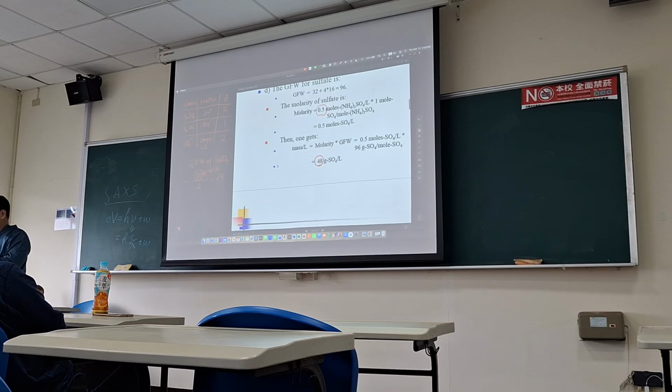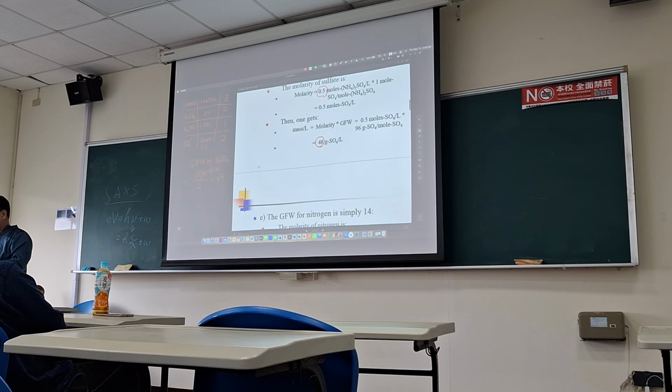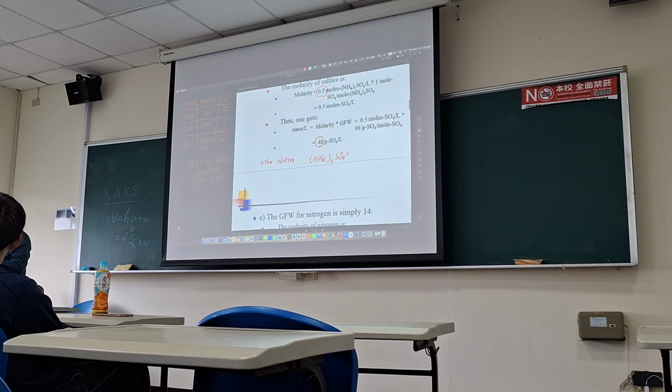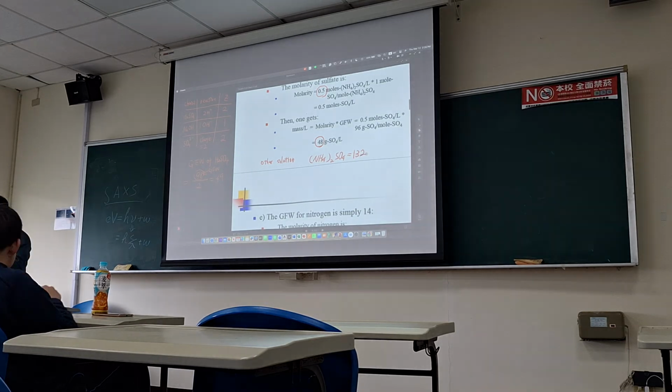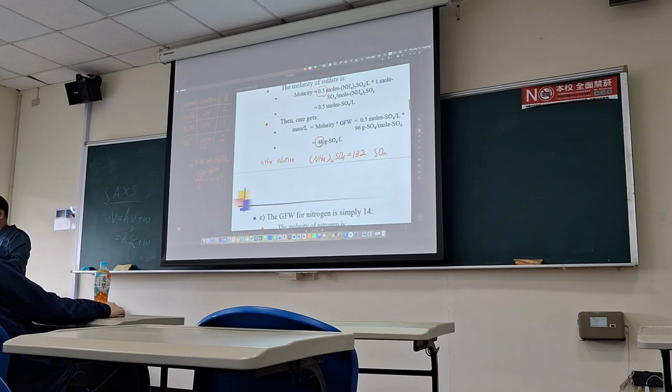Okay, I can show you another solution for calculating this. So, other solutions. NH4 twice, SO4, ammonium sulfate. The molecular mass is 132, right? And SO4 2 minus is 96, as we just calculated. So the ratio of sulfate in this compound is 96 over 132.